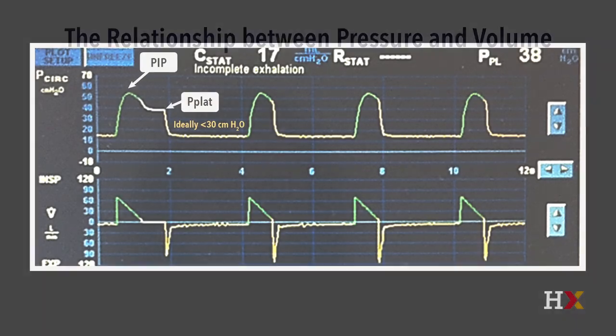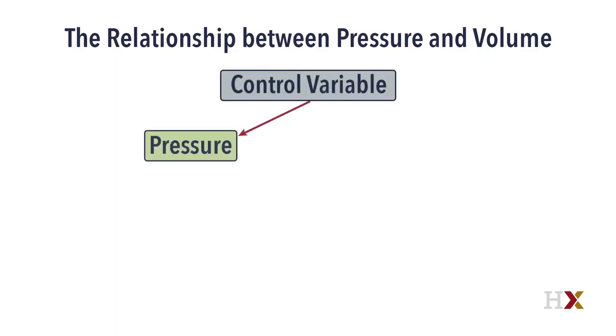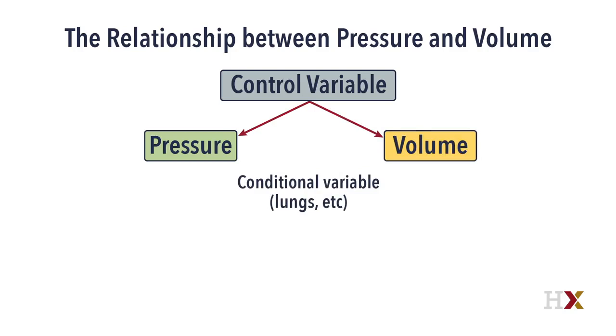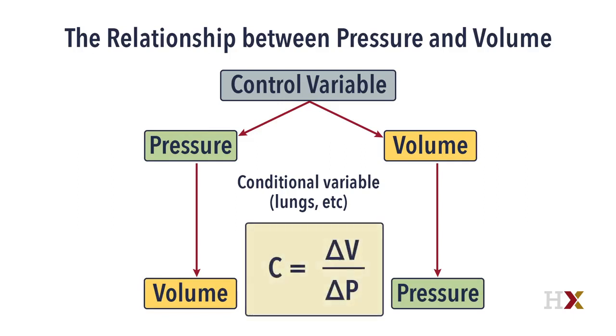The lower, the better. Thinking about compliance, it's important to understand the relationship between pressure and volume. When we have the ventilator, we can set a control variable. We can either set a pressure or we can set a volume. But whichever one we set, we're going to receive the other as a conditional variable. If you set a pressure, you're going to receive a volume on the ventilator. And if you set a volume, you will receive a pressure. The relationship between these two is what we're referring to as the compliance. The change in volume divided by the change in pressure.